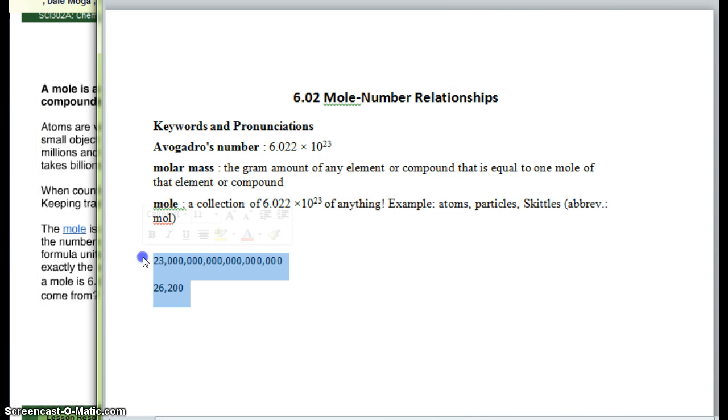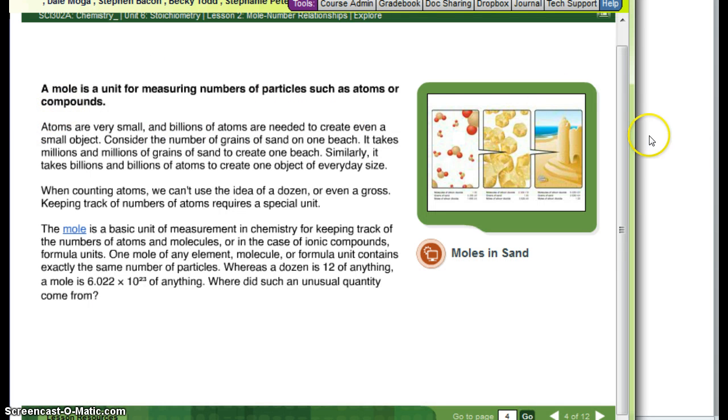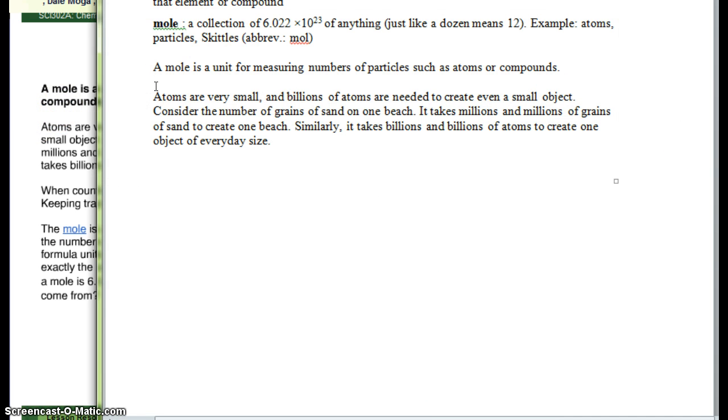All right, so I'm going to delete these numbers because we don't need those on our notes. Okay, so I added this little phrase to our definition of a mole. So just like a dozen means 12, a mole means 6.022 times 10 to the 23rd of anything. So I started the notes by copying the first sentence here. The mole is a unit for measuring numbers of particles, such as atoms or compounds. And then again, how atoms are very small. So go ahead, hit pause, and update your own notes.